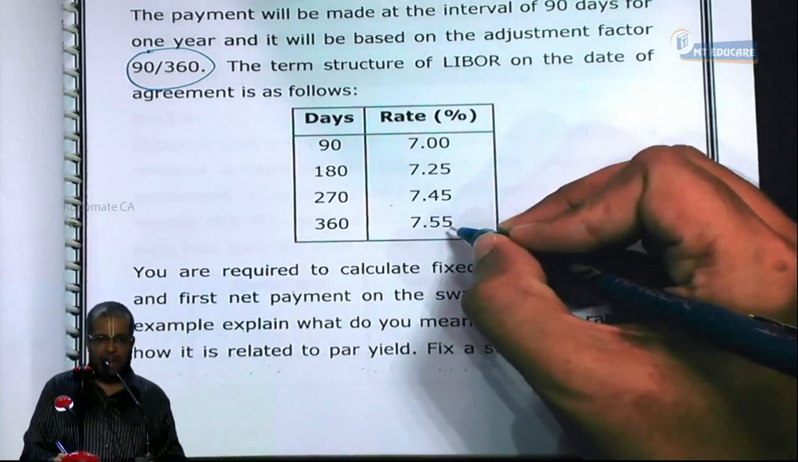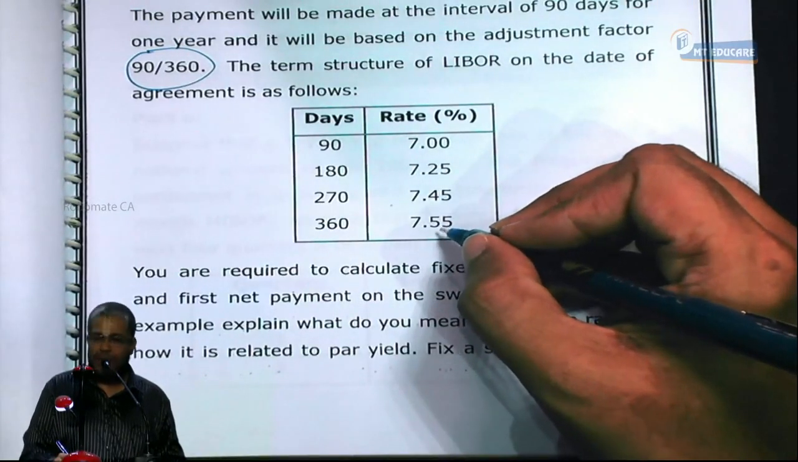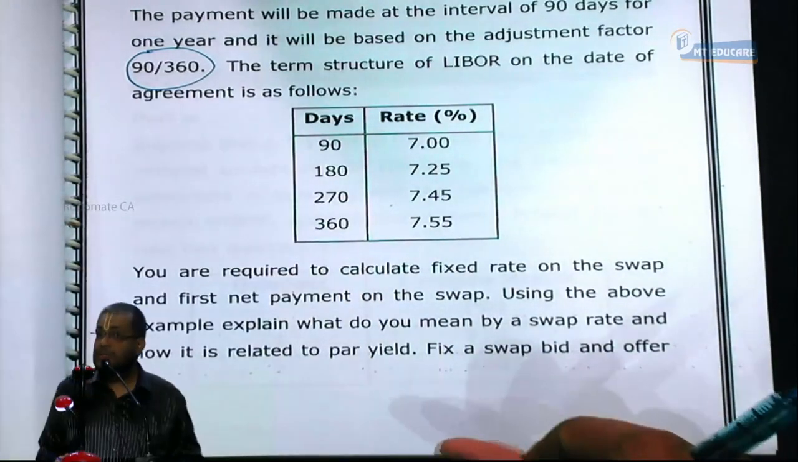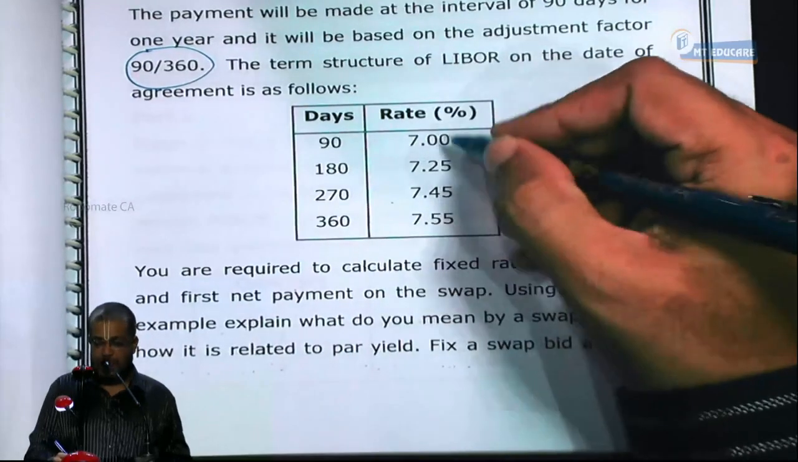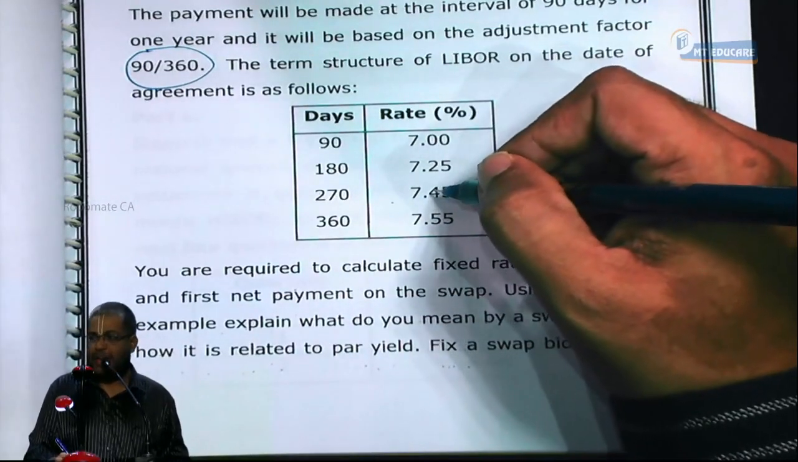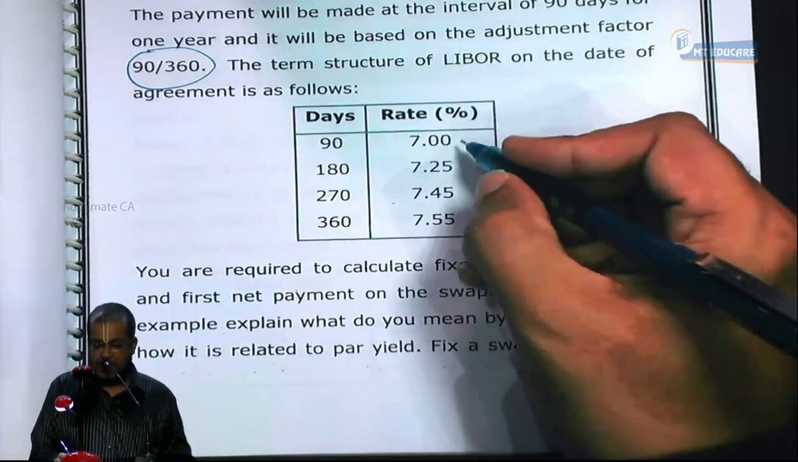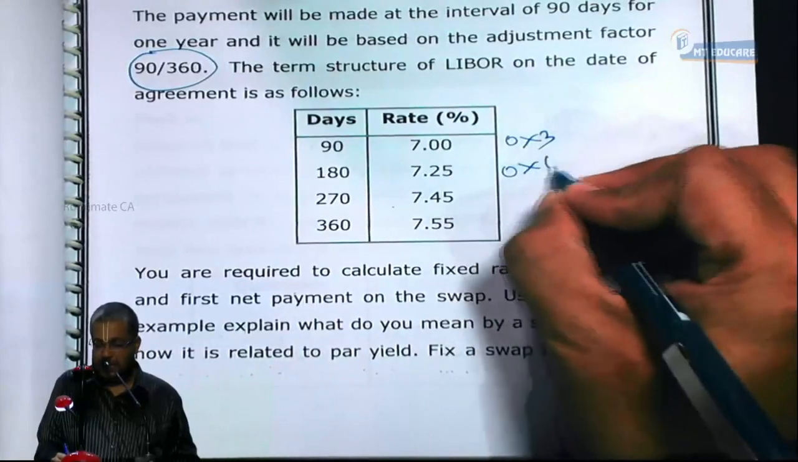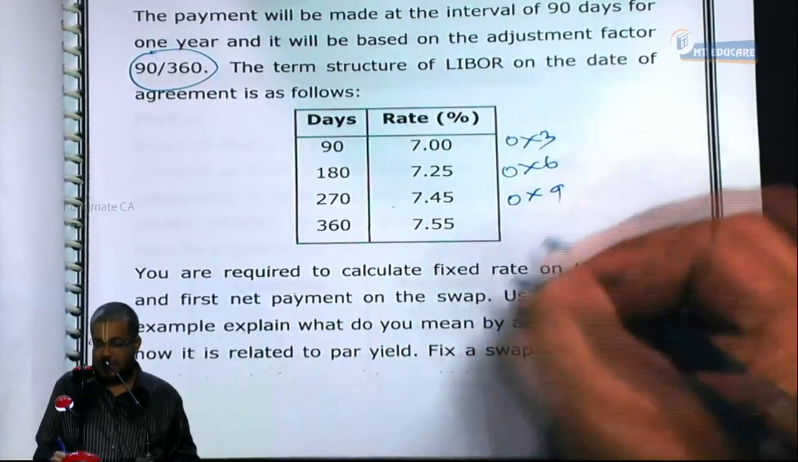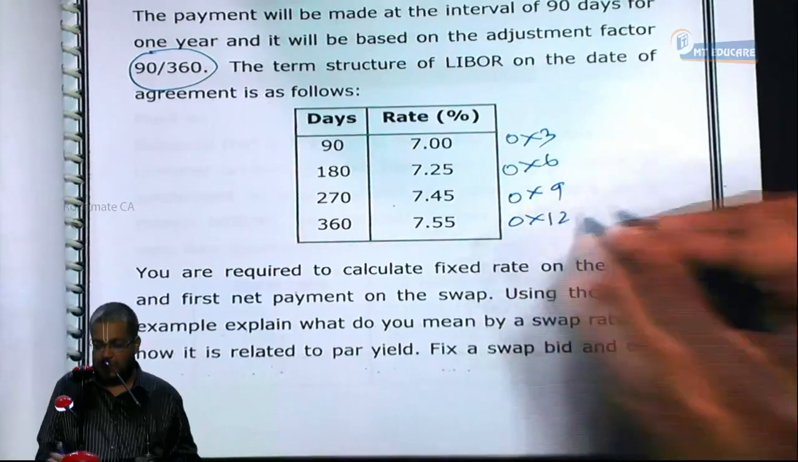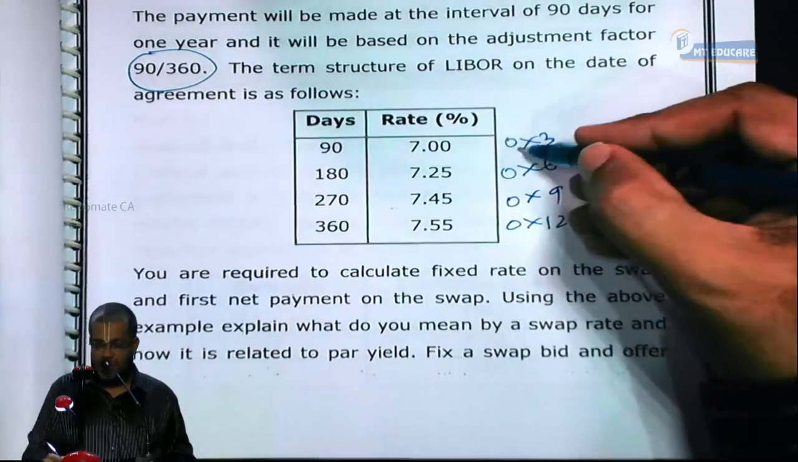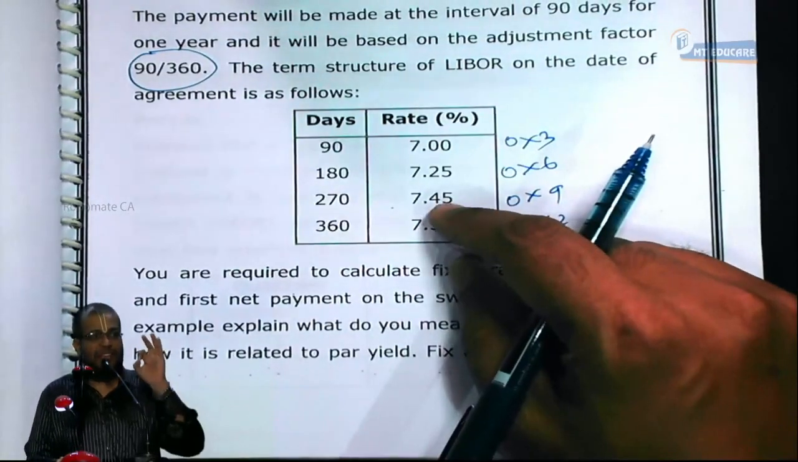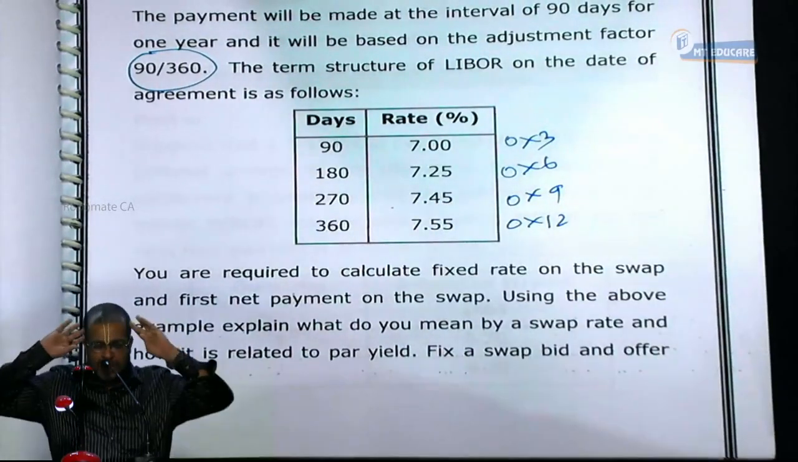This 7.55 and the answer we got as 7.55 have got nothing to do with each other. It is coincidental. Did you follow what I am saying? So these are the 4 LIBOR quoted in the market. In this case, can I say like this? This is 0 to 3. This is 0 to 6. This is 0 to 9. This is 0 to 12. These LIBOR rates are quoted. Since all start from 0, these are spot LIBOR.